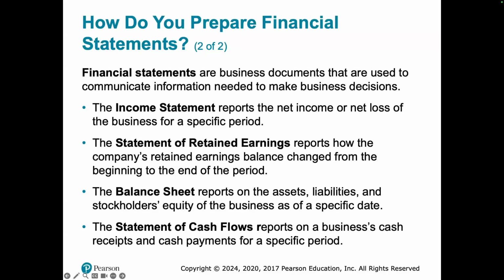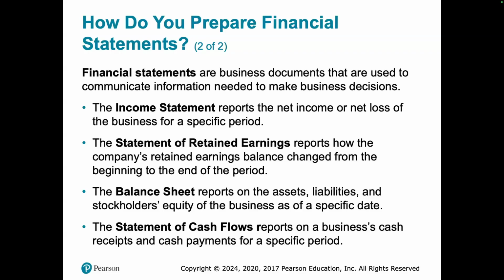So financial statements are business documents that are used to communicate information needed to make business decisions. The income statement reports the net income or net loss of a business for a specific period. Like I was saying, did we make money? Did we not? The statement of retained earnings reports how the company's retained earnings balance changed from the beginning to the end of the period. So how much money do we have in the company at the beginning, or how much are we saving, to how much did we have at the end? Did we give out some? Do we need to raise more? That kind of thing. Did we go and sell more stock and generate more retained earnings, right? Or did we make profit and just not issue dividends? All these things can tell us.